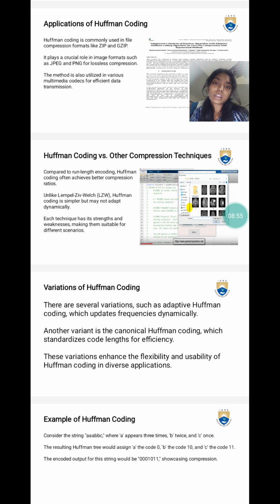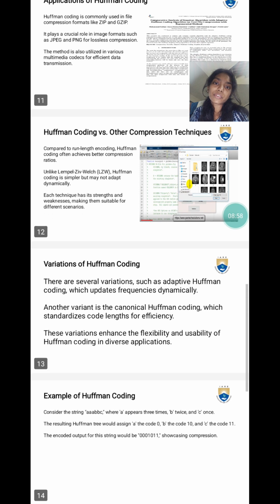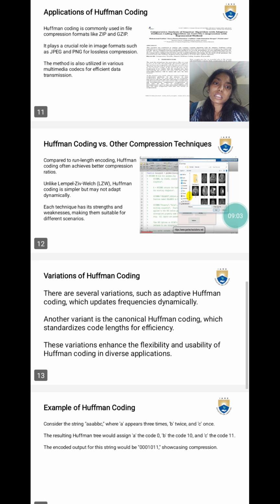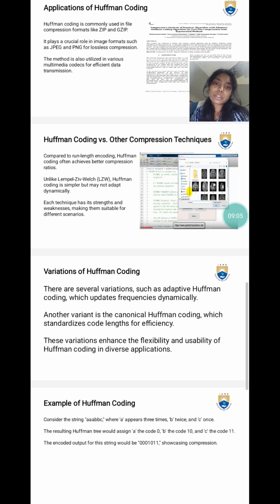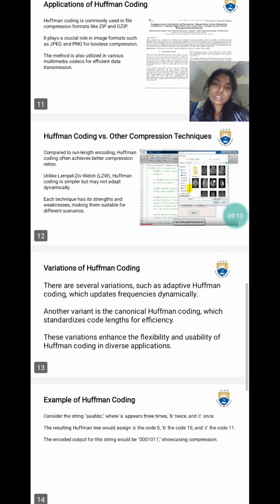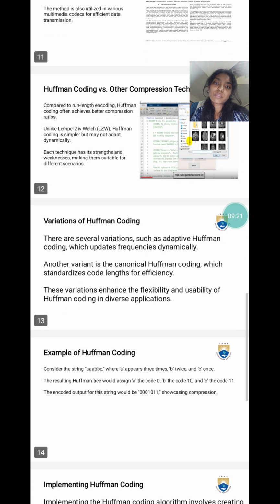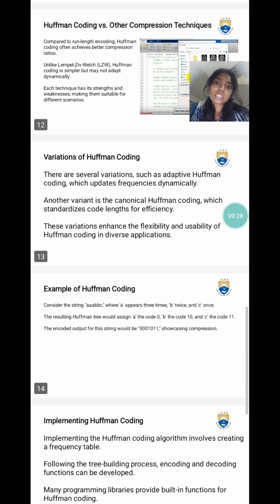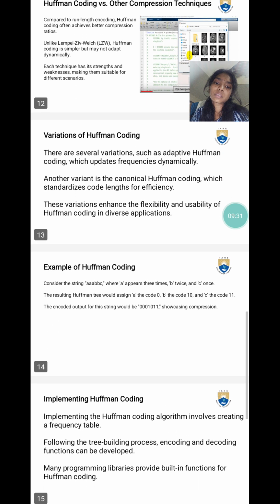Now we discuss the difference between Huffman coding and other compression techniques. Compared to run length encoding, Huffman coding often achieves better compression ratios. Unlike Lempel-Ziv-Welch, Huffman coding is simpler but may not adapt dynamically. Each technique has its strengths and weaknesses, making them suitable for different uses.